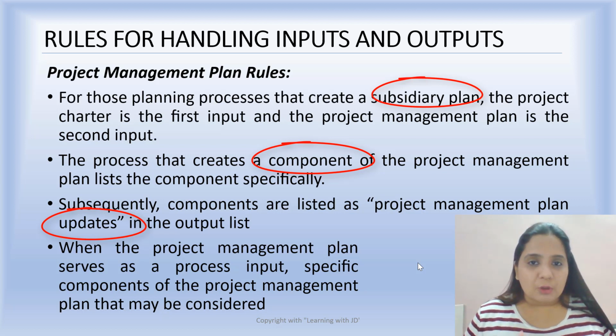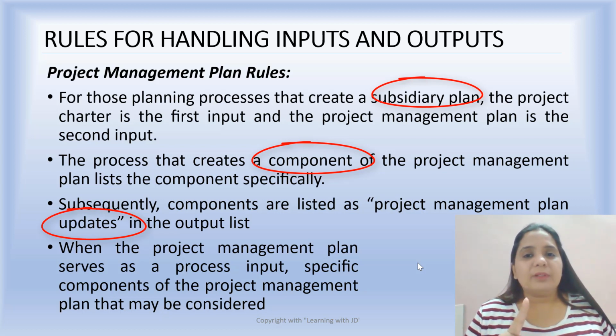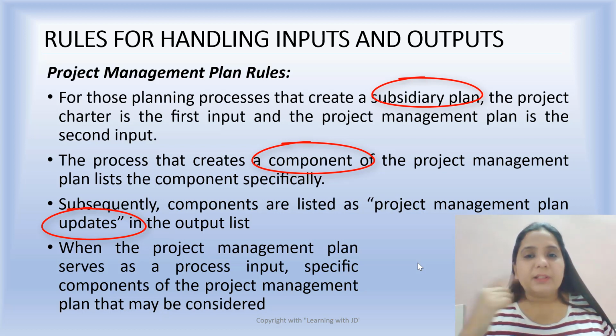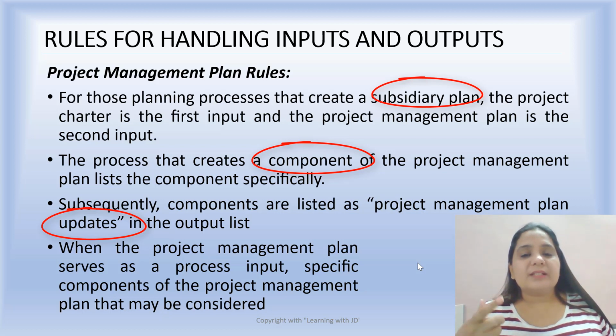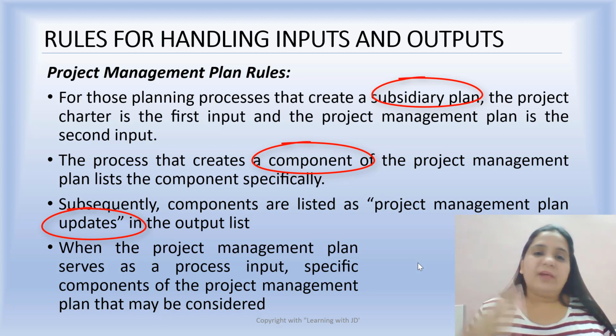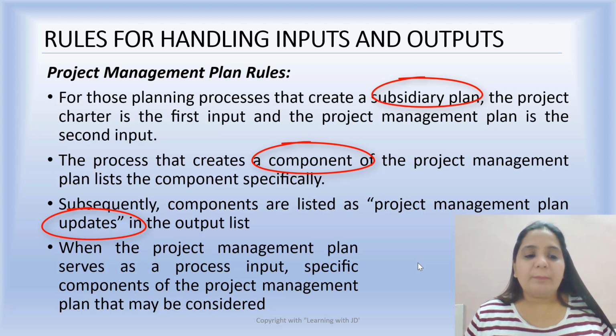As we saw for project documents as well, the first time the document is created, the output is that particular document. But the moment that document has updates, it gets into project document updates. Similarly, when a component is listed for the first time, the name of that component is specified. But whenever there are changes to that, it is known as project management plan updates in the output list.